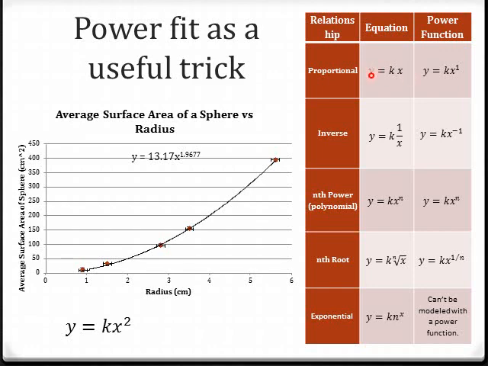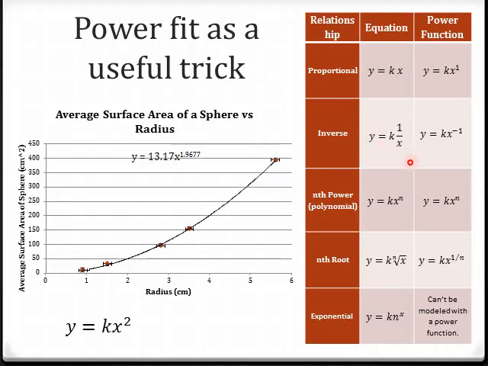For example, the equation y equals kx can be written in power format as y equals kx to the power of 1. So if this was actually a linear graph, even though it looks like it's curved or something, but it's truly linear, this power number here should be 1.